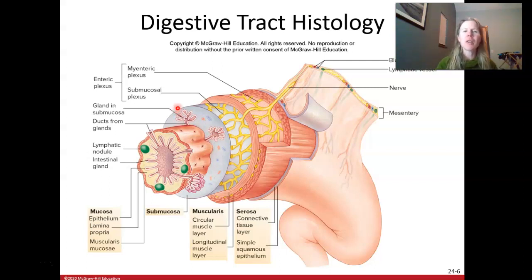So this is, oh no, that works. I was going to say there's also a series of nerves, and it's called the submucosal plexus. And so they're showing that these nerves are part of the submucosa. They're just including it in this whole region called the enteric plexus. And so the enteric nervous system is basically the nervous system of the digestive tract.